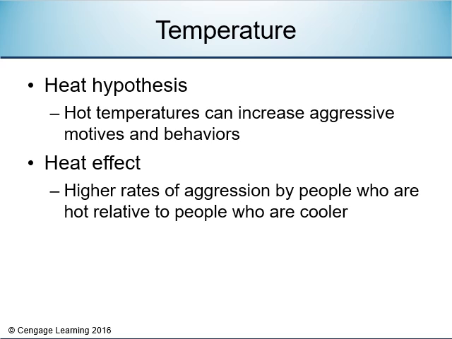Heat. We live in Florida, which is hot, and man, it's summertime and it is hot. There is something called the heat hypothesis. The heat hypothesis states that hot temperatures can increase aggressive motives and aggressive behaviors. The heat effect is the observed result of higher rates of aggression by people who are hot relative to people who are cooler. Here are some interesting things that have turned up from studies that support the link between temperature and behavior, and they probably will. You'll see that they make sense, but here is what actual science tells us.